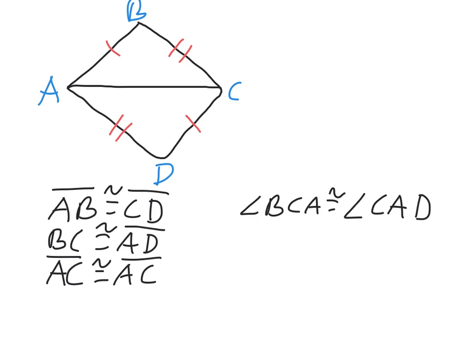Next, we need to do the next two angles. Which angle is respective to BC? It's this one over here, BAC. So angle BAC is congruent to the angle respective to this one, right here, angle ACD.